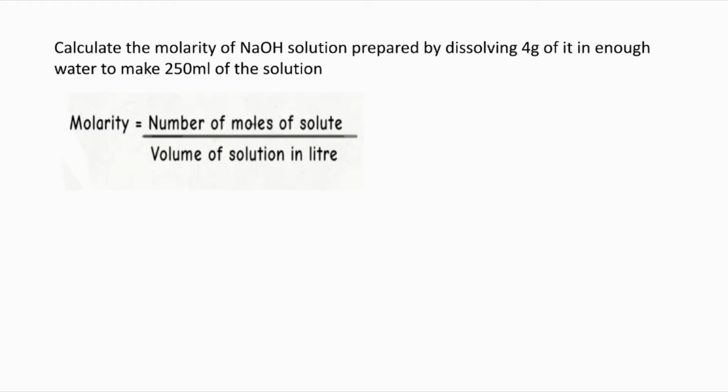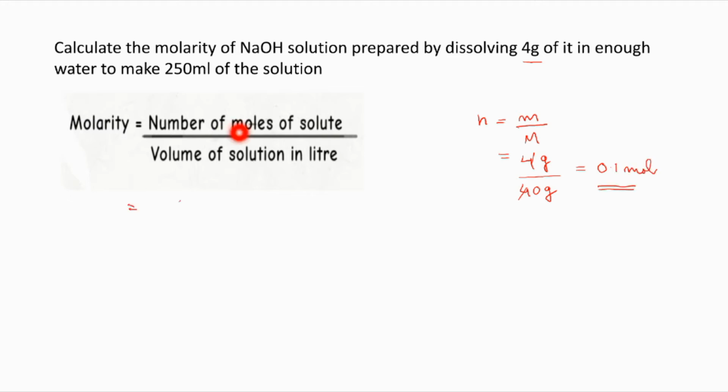So, how to calculate the number of moles? Related to the mole concept, we learned about that also. What is the shortcut formula to calculate the number of moles? That will be equal to given mass divided by molar mass. What will be the given mass? That is 4 gram. Correct? And what will be the molar mass of sodium hydroxide? We have calculated just now. That will be equal to 40 gram. So, the number of moles will be equal to 1 by 10 or 0.1 mole.